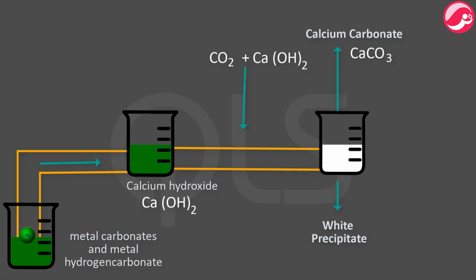The carbon dioxide gas released during the reaction of acid with metal carbonates and metal hydrogen carbonates can be detected by passing the gas through lime water, means through calcium hydroxide solution. Carbon dioxide on reacting with calcium hydroxide turns the solution milky because of the formation of a white precipitate, calcium carbonate.